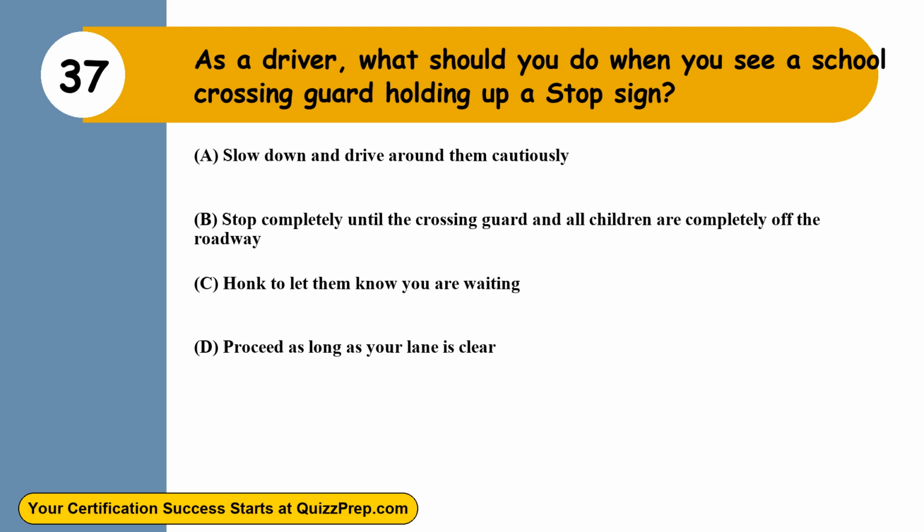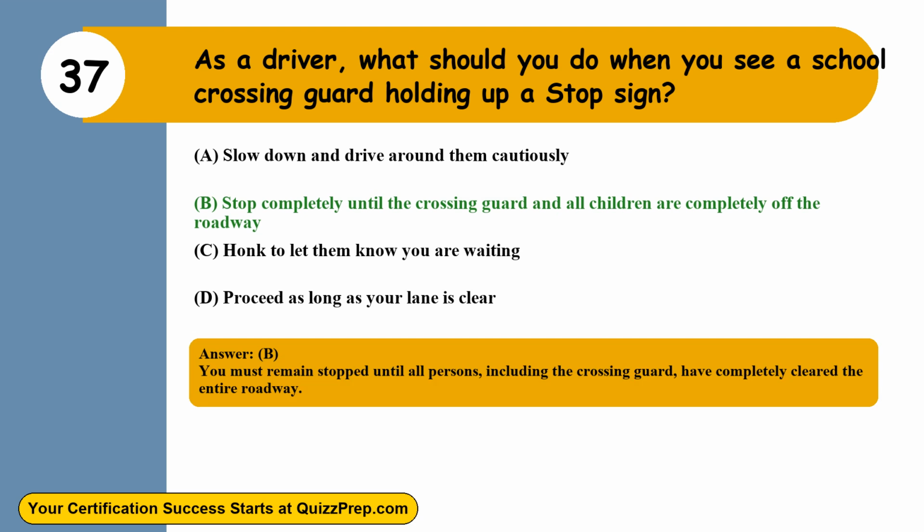Question 37. As a driver, what should you do when you see a school crossing guard holding up a stop sign? Option A, slow down and drive around them cautiously. Option B, stop completely until the crossing guard and all children are completely off the roadway. Option C, honk to let them know you are waiting. Option D, proceed as long as your lane is clear. The correct answer is option B. Stop completely until the crossing guard and all children are completely off the roadway. You must remain stopped until all persons, including the crossing guard, have completely cleared the entire roadway.